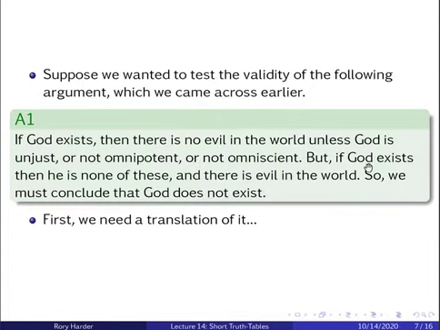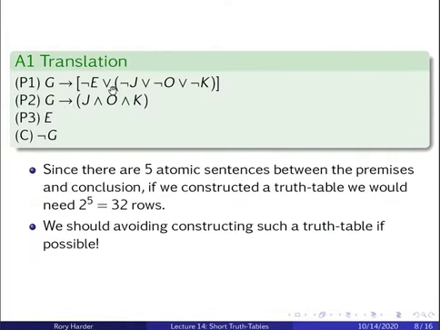So we have the sentence, if God exists, then he is none of these, i.e. he is just, omnipotent, and omniscient. And there is evil in the world. We translate that by giving two premises. First of these premises is that if God exists, then he is all three of those things. And as its own premise, we have the claim that there is, in fact, evil in the world.